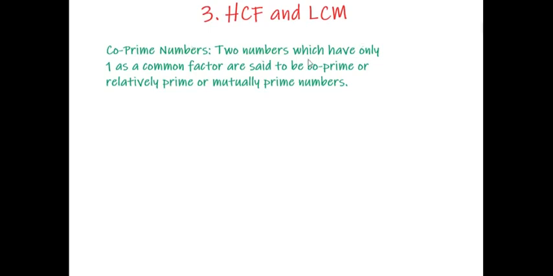Two numbers which have only one as a common factor are said to be co-prime or relatively prime or mutually prime numbers. So what are co-prime numbers? Any two numbers if we take, and if their only common factor is 1, then we can say that they are co-prime numbers. Co-prime numbers are also called relatively prime or mutually prime numbers. So I'll just take one example and explain what are co-prime numbers.